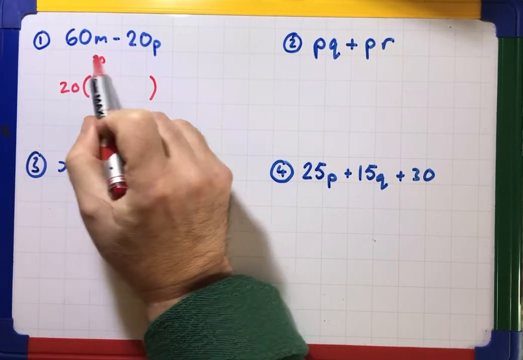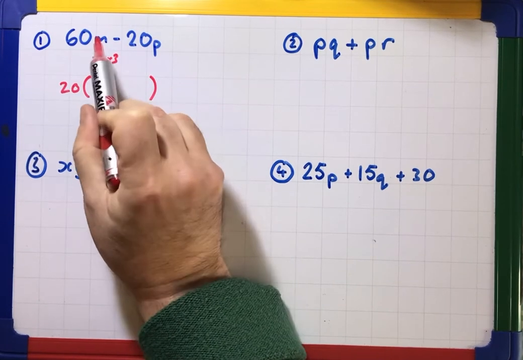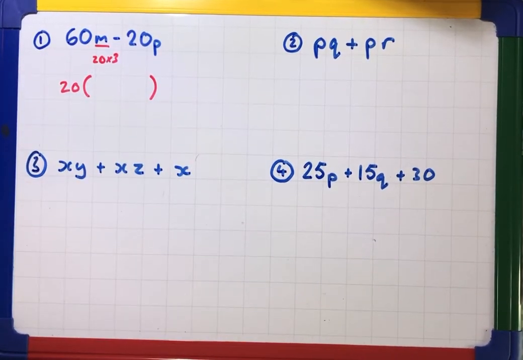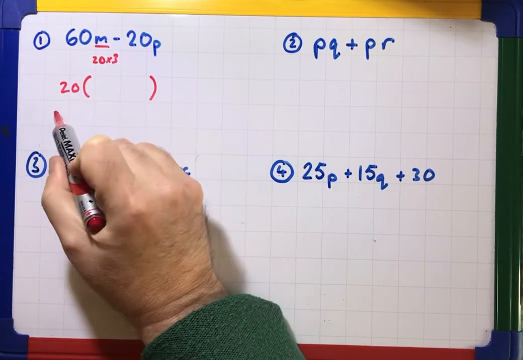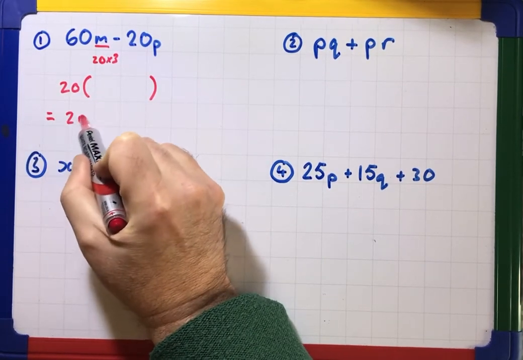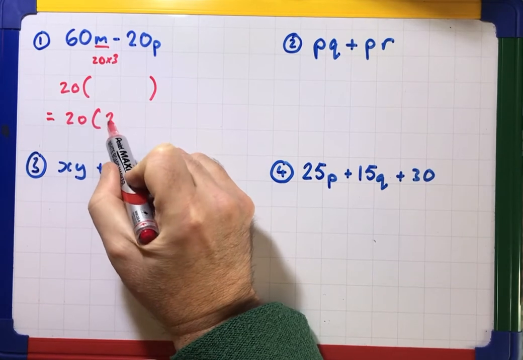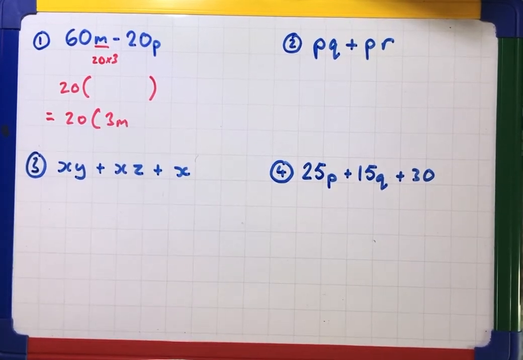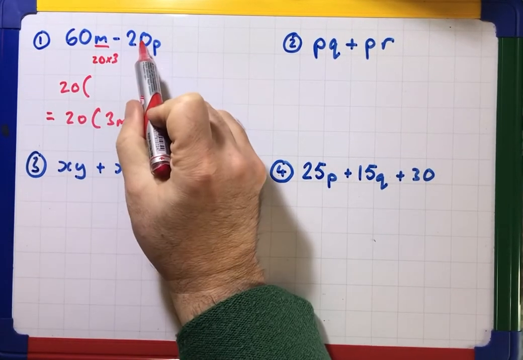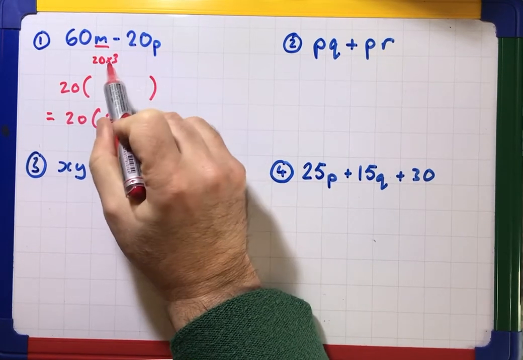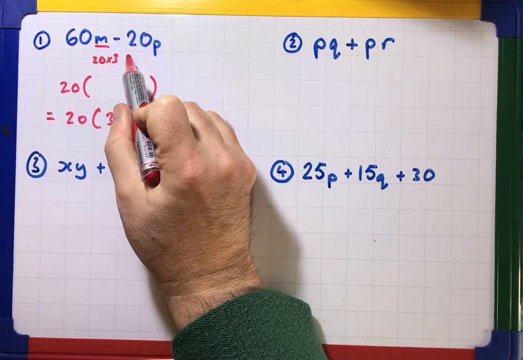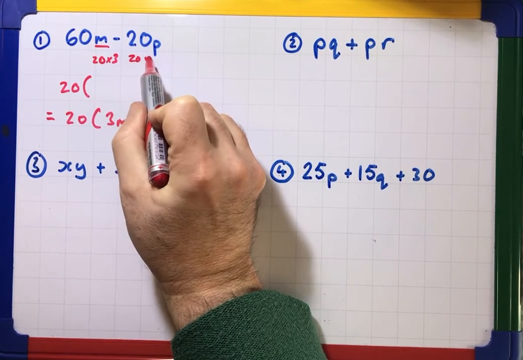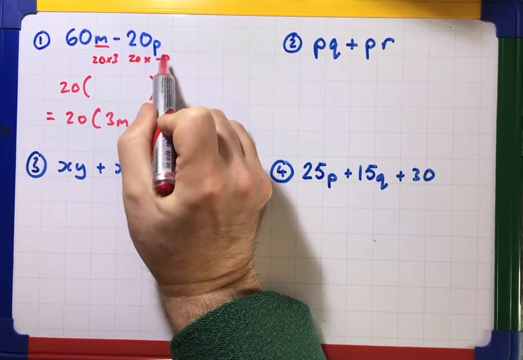Now 60 is 20 times 3, isn't it? But remember there's also an M there. So inside the bracket would go 3M, wouldn't it? This one, well, 20, so all you're going to be left with is 20 times, and it'll be minus P, wouldn't it?